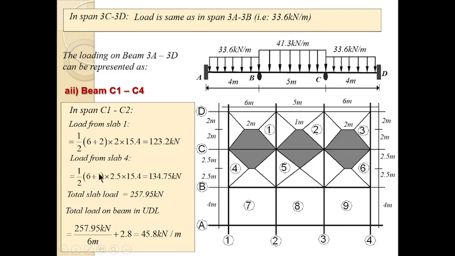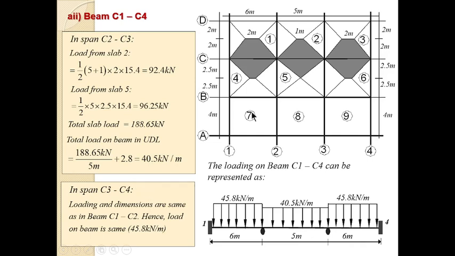We have 6 plus 1, half of it multiplied by the height, which is 2.5. That is from here to here, 2.5. You multiply by the design load and that gives us this as a UDL. As usual, the total slab load is this plus this, which gives you this. Now, to change it to a UDL, you multiply it by the length. The length of the beam is 6 meter, and you add the self weight of the beam, and everything gives you 45.8 kilonewton per meter.